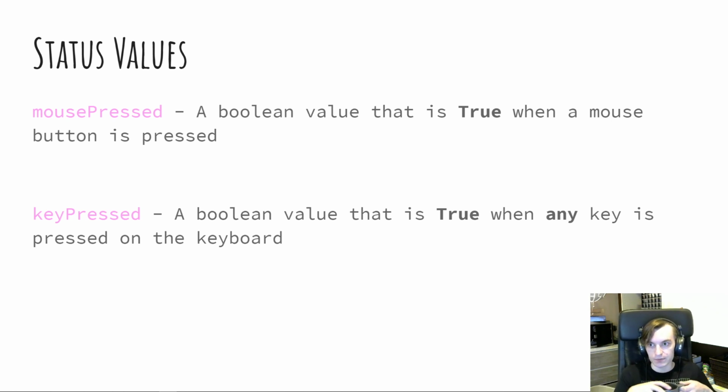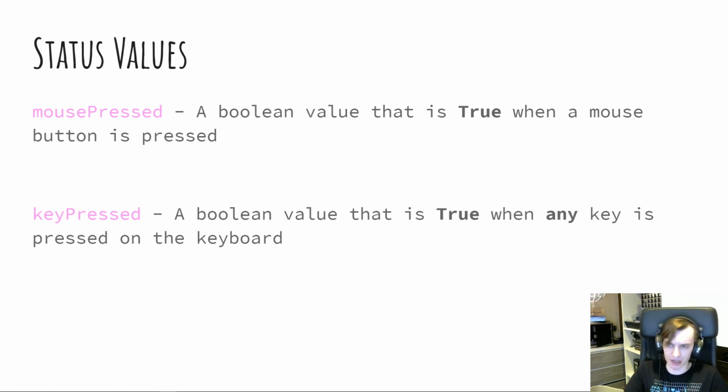Mouse pressed is a Boolean variable that is true when either the left or the right mouse button is pressed, which makes sense. That's just what its name is. So in a sketch, if you check the value of mouse pressed, it will always be true if the user is currently pressing the left or the right mouse button, or both. Similarly, key pressed is a Boolean variable that will hold the value true if the user is currently pressing any key on the keyboard.